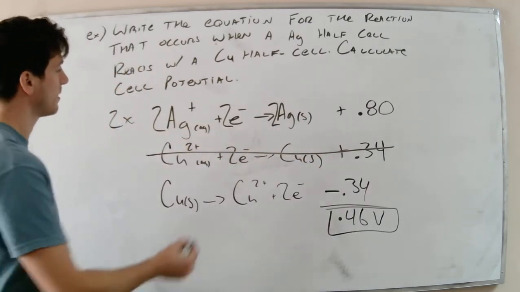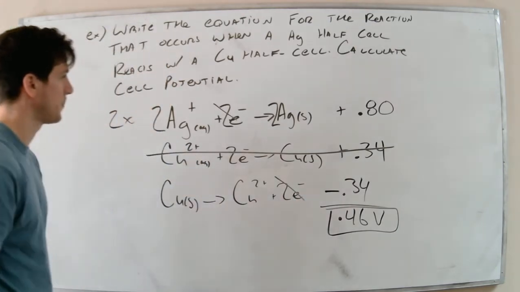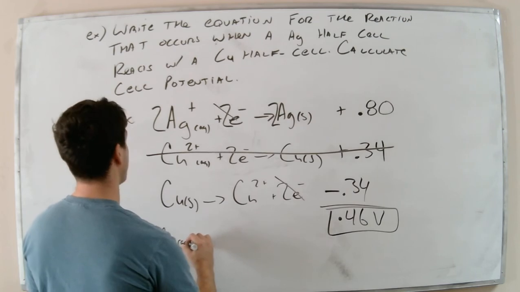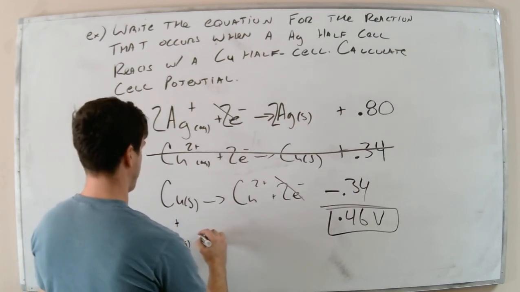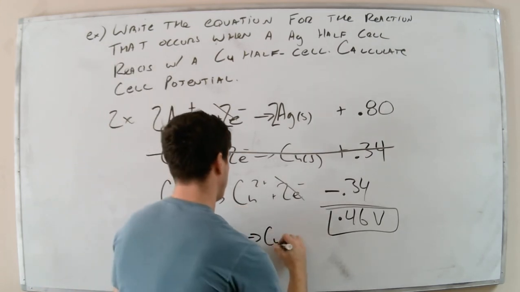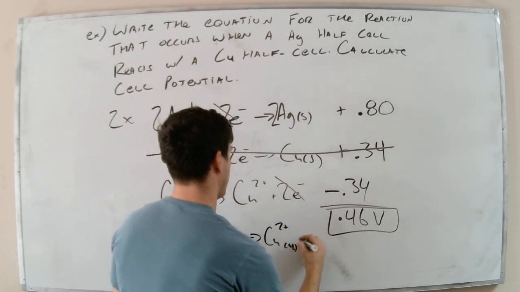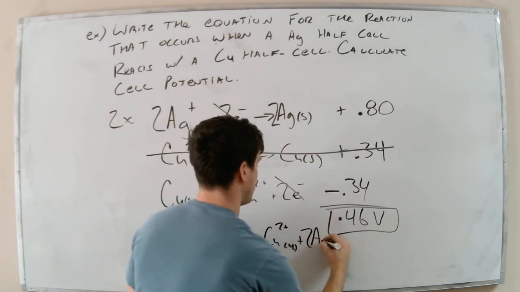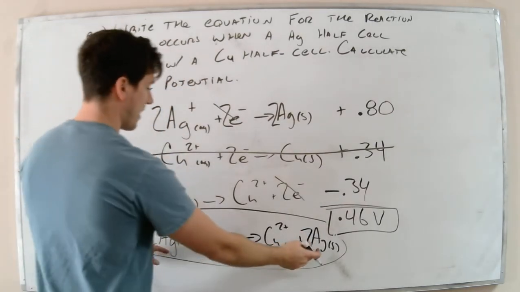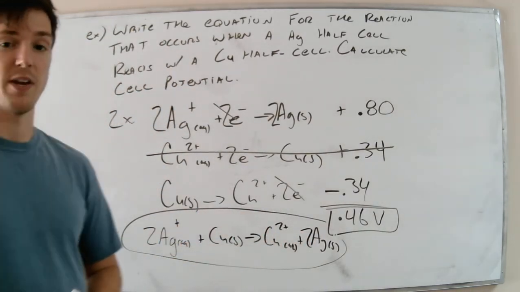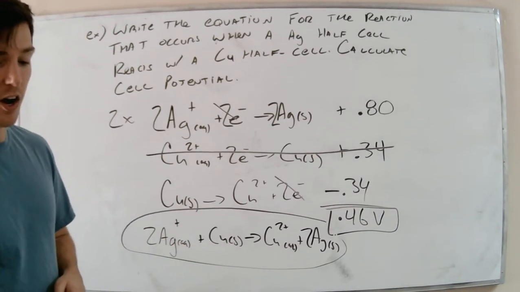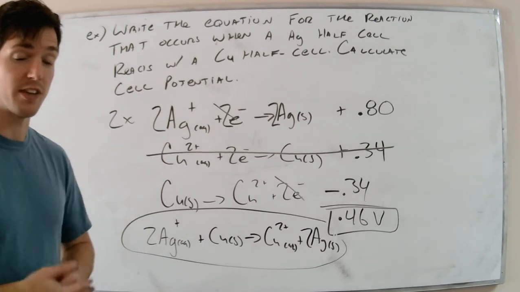Well, now when we combine them, the 2 electrons will cancel out, and we'll be left with the equation 2Ag+ (aq) plus Cu solid will make Cu2+ (aq) and 2Ag solid. That way we have a balanced equation. The silvers are balanced, the charges are balanced, and we have a nice little equation here. Okay, so that is galvanic cells and cell potential.